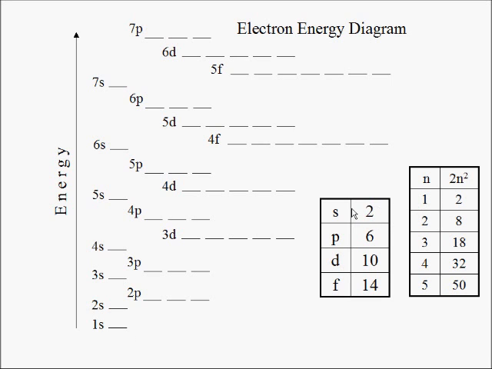Now notice that we have one line here, and we can put 2 electrons in the 1s sublevel. So how many electrons are we going to put on this little line? The answer, of course, is 2. Here we can put 2.